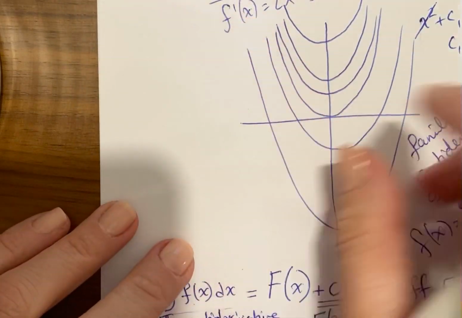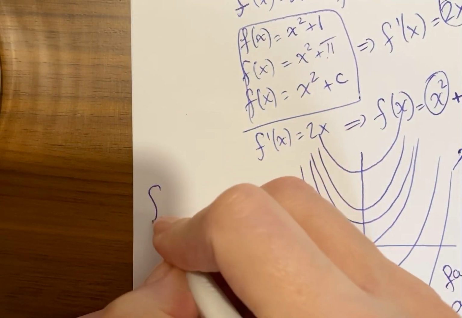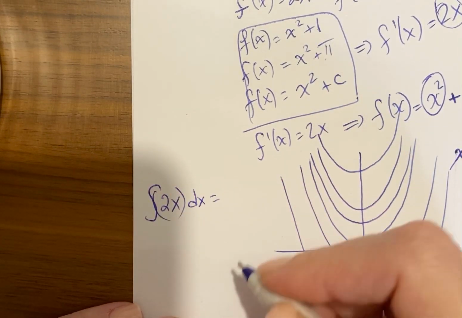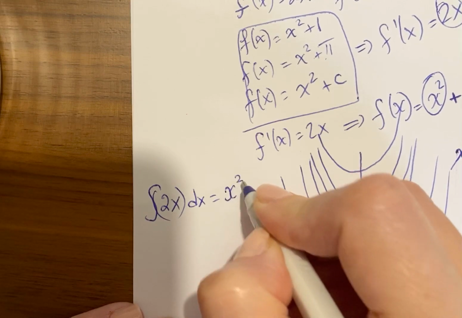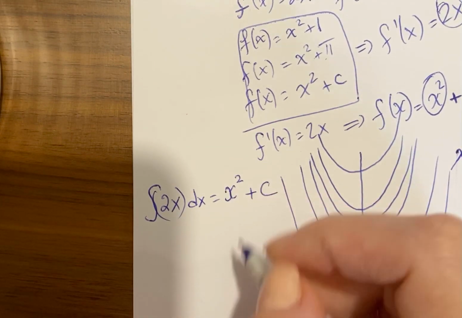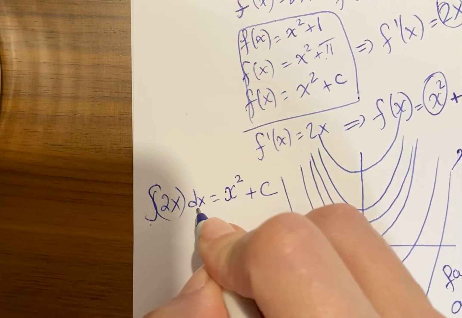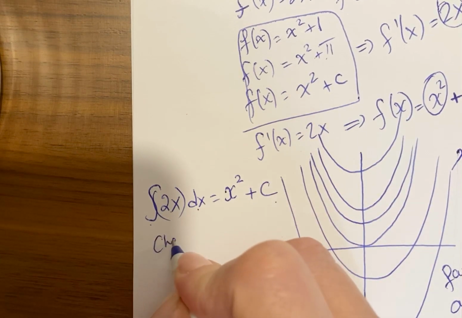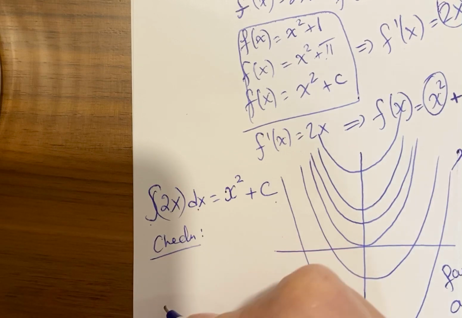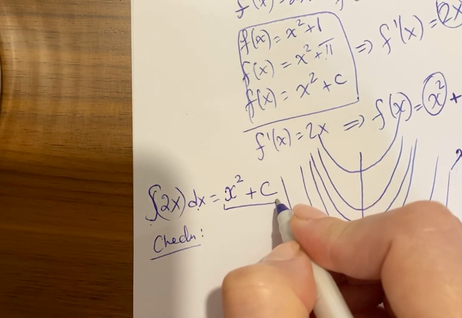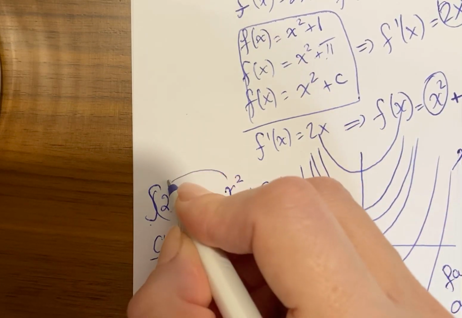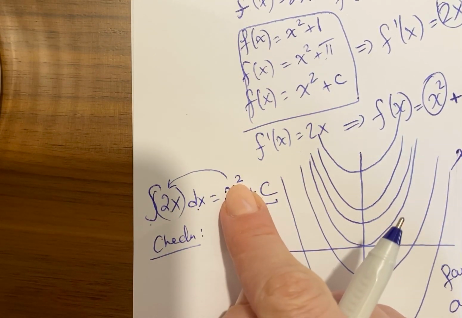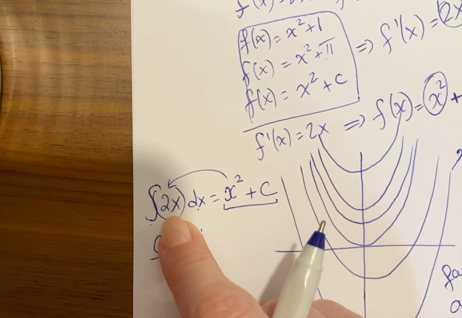So in this case, what do we say? We say that the antiderivative of 2x with respect to x is which function? It's x squared plus c. The antiderivative of 2x with respect to x is x squared plus c. How do we really check that what we just did is right? We take the derivative of this side, it should be 2x. What's the derivative of x squared plus c? The derivative of x squared is 2x plus 0, it is 2x.